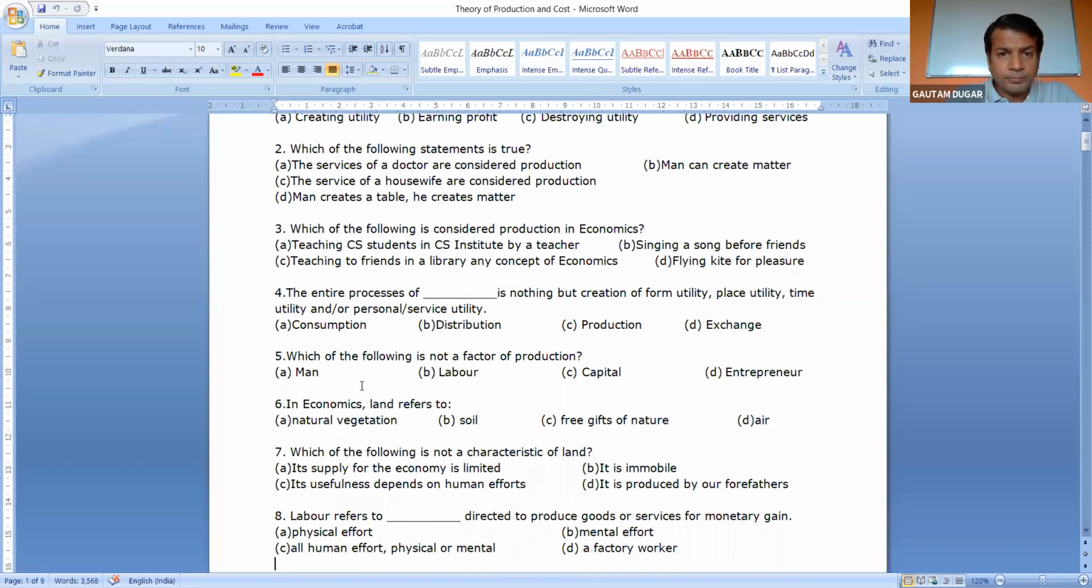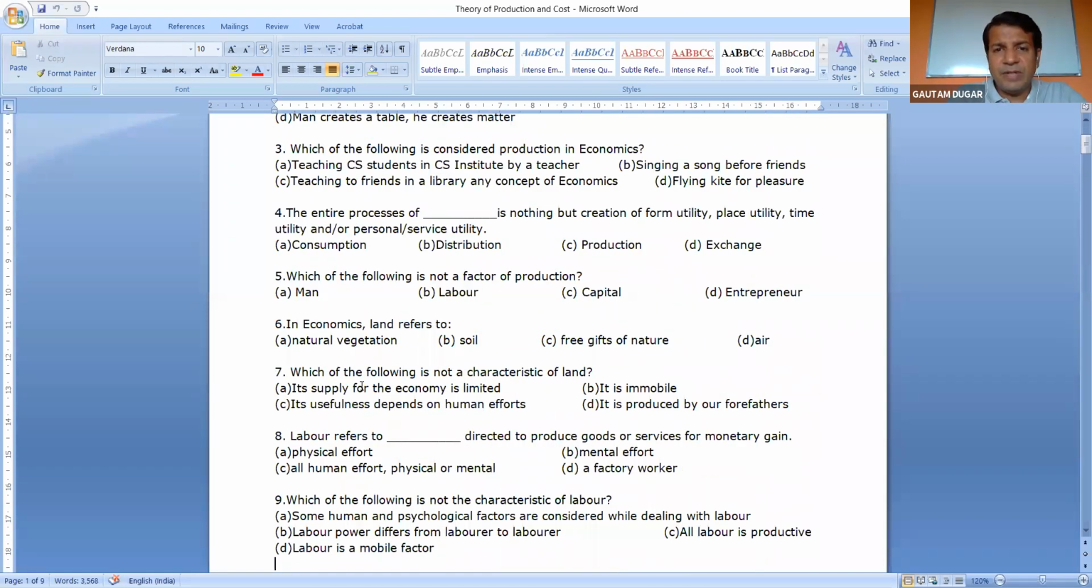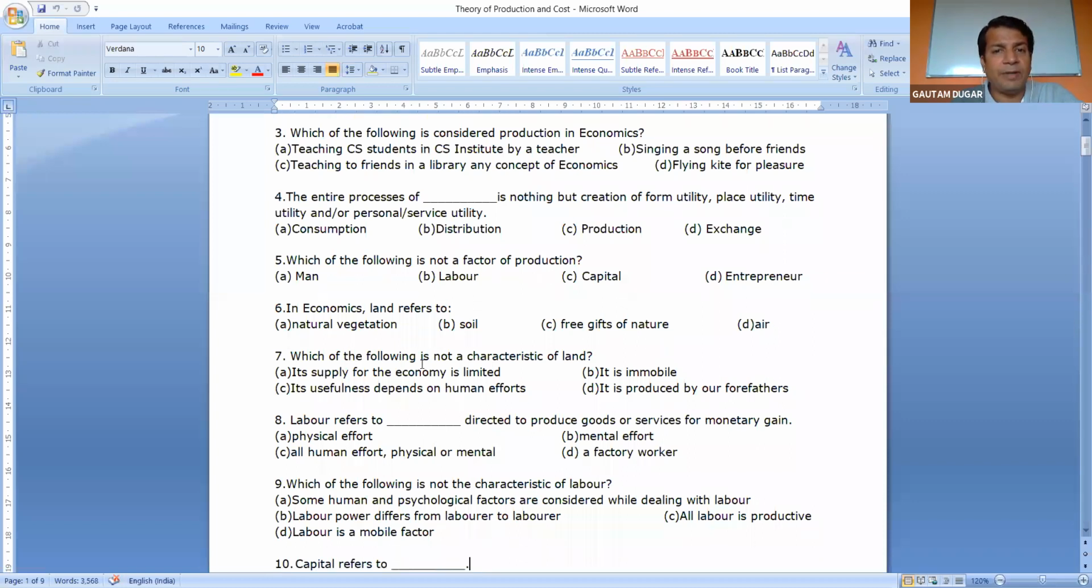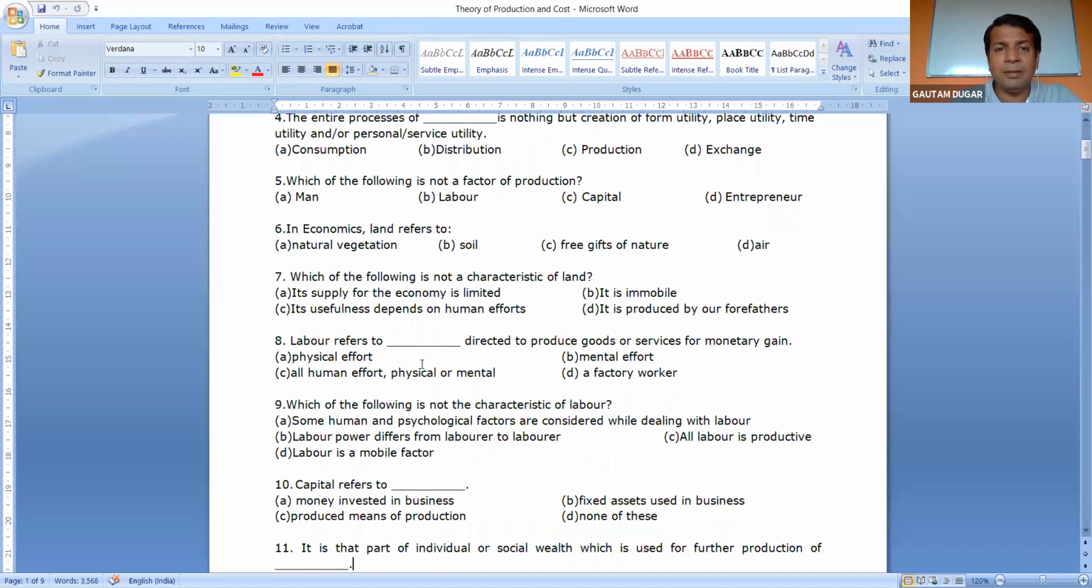Next, number 4. The entire process of dash is nothing but creation of form utility, place utility, time utility, and personal or service utility, of which there is nothing but production. Production creates all these forms of utilities. Next, which of the following is not a factor of production? Obviously man. Labor, capital, entrepreneur are factors of production, but not man.